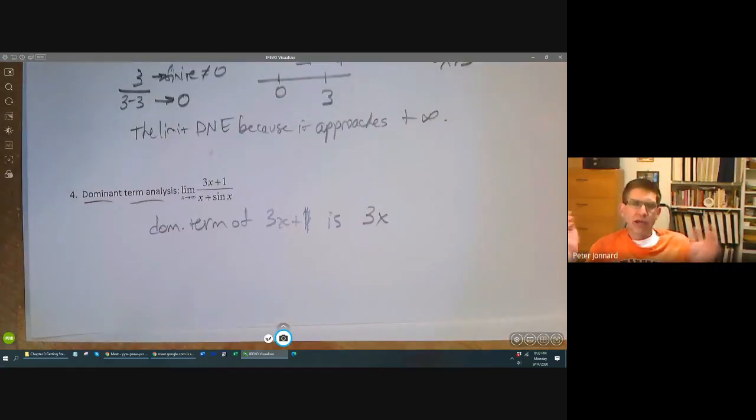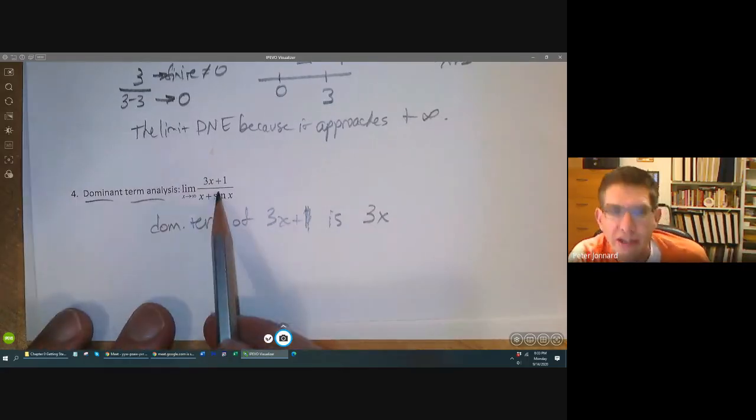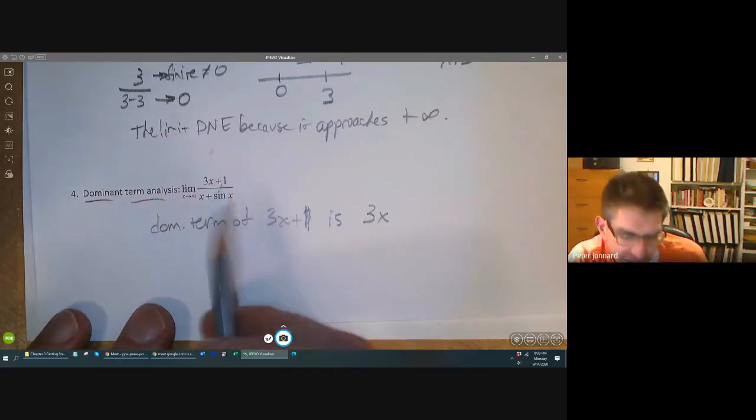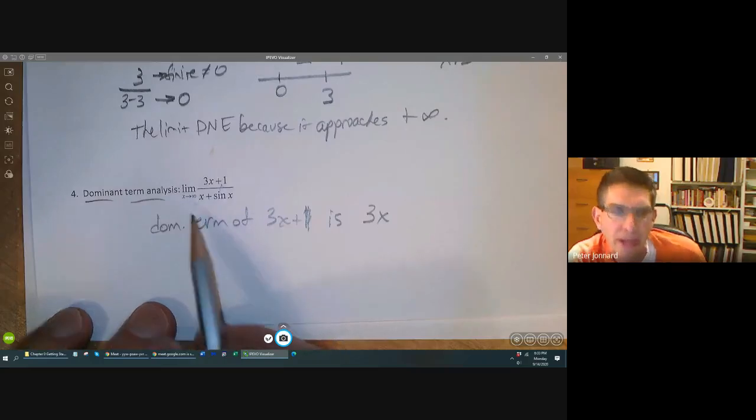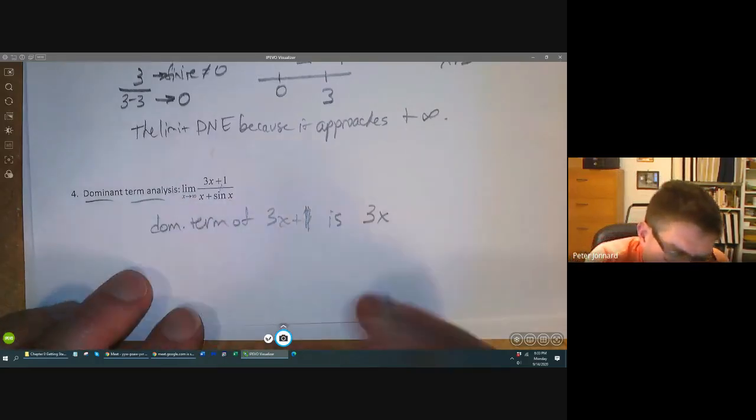Think about that. If x is 10, you have 31. I like to think in terms of dollars. If you make x 1,000, you have $3,001. If you make x a billion, you have $3 billion, and then someone gives you one more dollar. You basically have $3 billion. So 3x is driving the numerator. That 1 is really not going to matter as we make x increase without bound. And then same thing in the denominator.